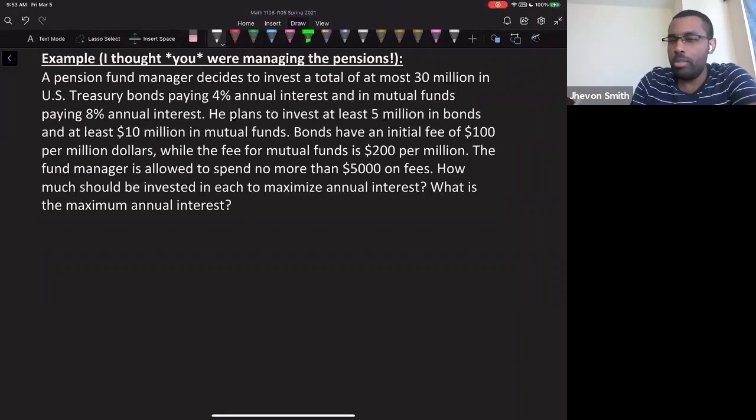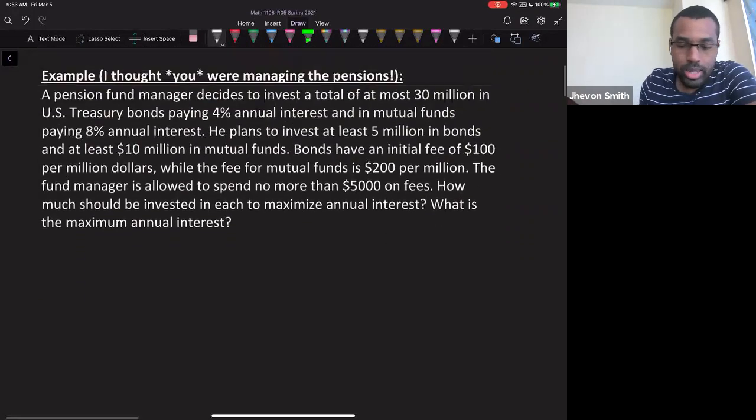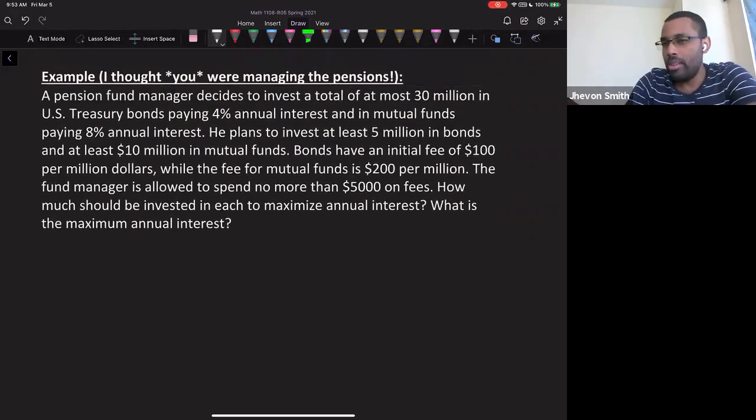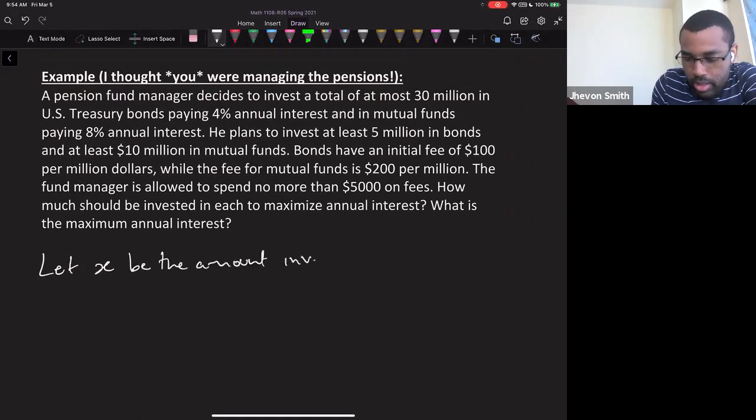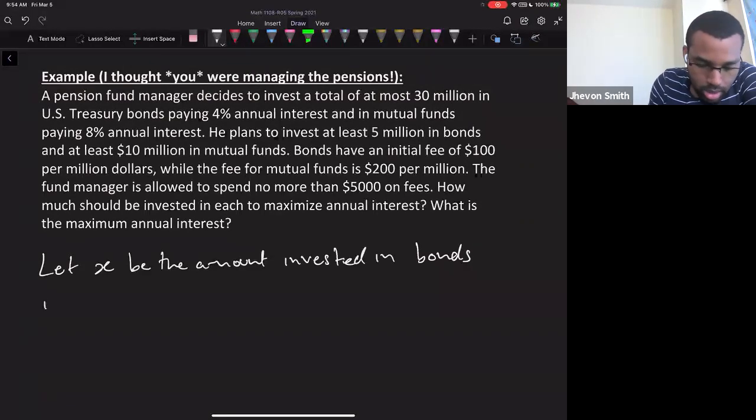Now, the question is, how much should be invested in each to maximize annual interest? And what is the maximum annual interest? So let's actually do that. Here, we already know what we're after, so we can set up our variables right away. Let X be the amount invested in bonds. Let Y be the amount invested in mutual funds.